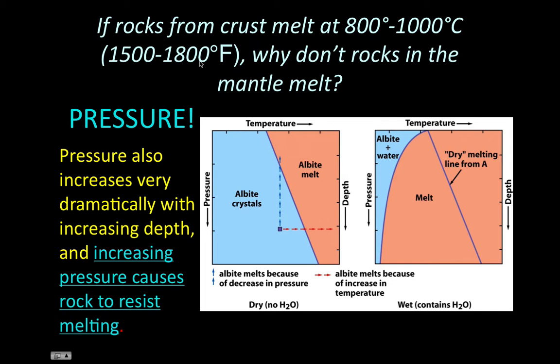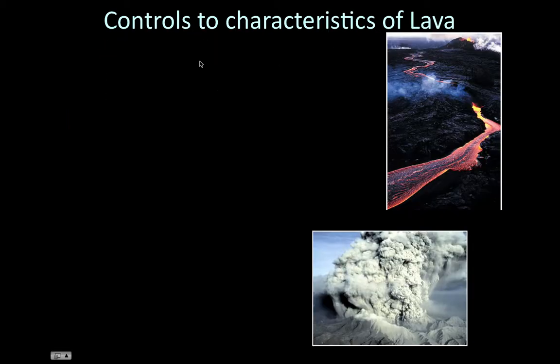And actually, the more pressure that's exerted on a rock makes the minerals resist melting, because minerals need to spread out and occupy a greater space when they melt, and they can't do that when they're being confined and under a lot of pressure. And so why we get different types of volcanic eruptions on Earth really is controlled by the characteristics of the lava.